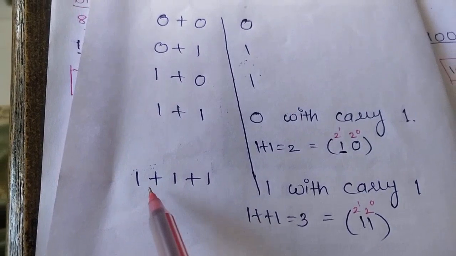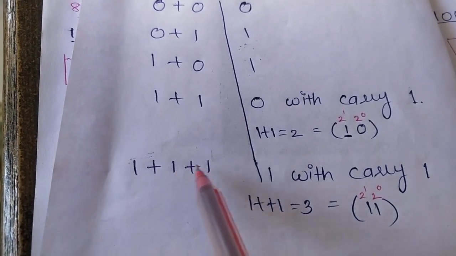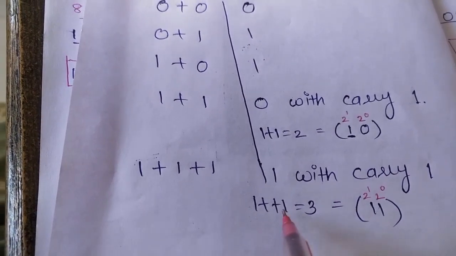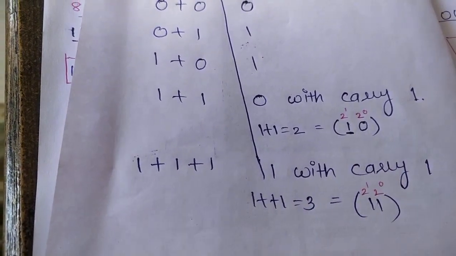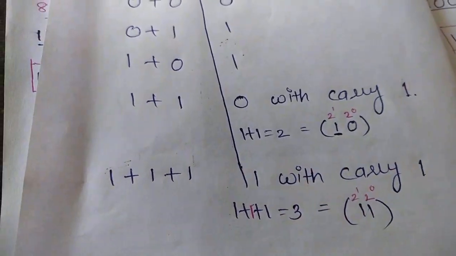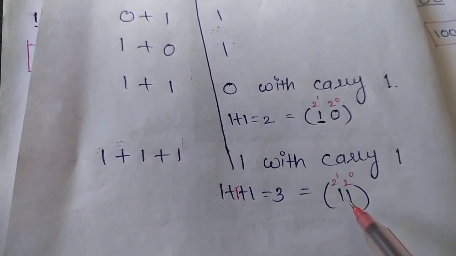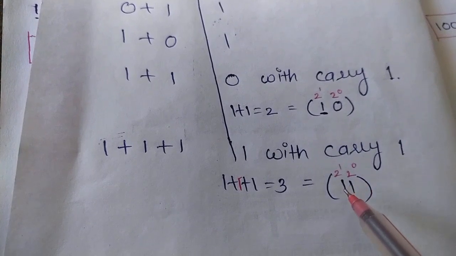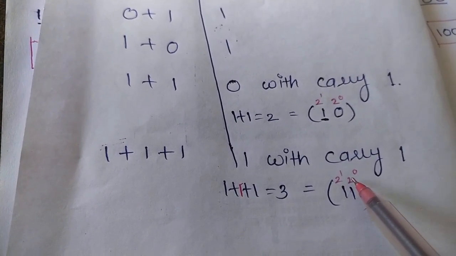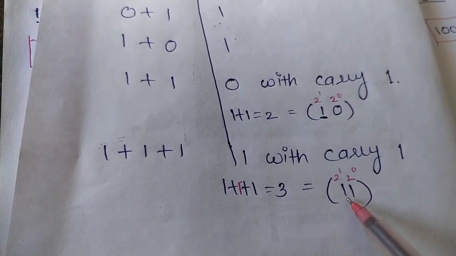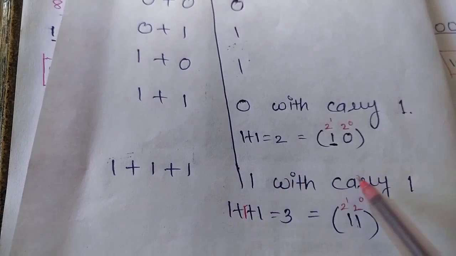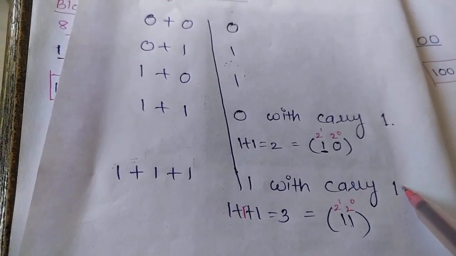Okay. Similarly, when we add 1 plus 1 plus 1, the result is 1 with carry 1. How? 1 plus 1 plus 1 is equal to 3. 2 to the power 0 is 1 and 2 to the power 1 is 2. So 2 plus 1 is 3. 3 is represented as 1 1. So that's why 1 is kept and 1 will be forwarded as carry.